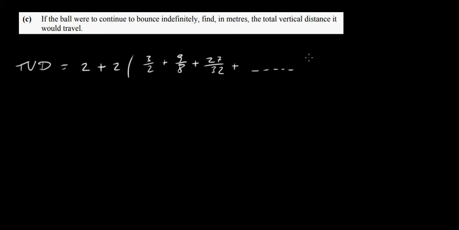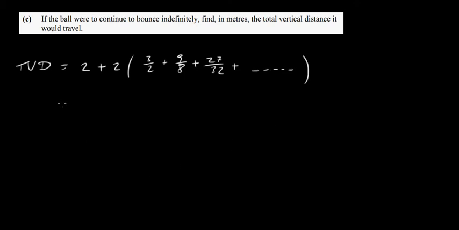So let's just write that down. How would we write that? Well, our total vertical distance again is just going to be 2 plus twice all of these heights. So it's twice 3 over 2 plus 9 over 8 plus 27 over 32 plus, and so on into infinity.